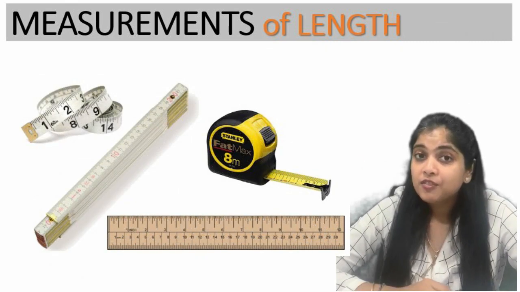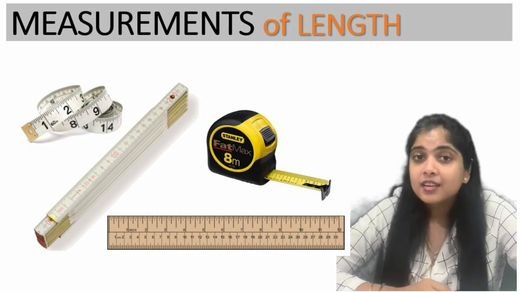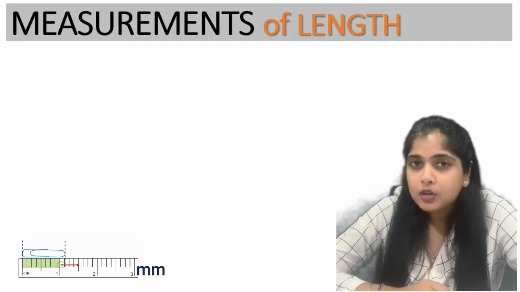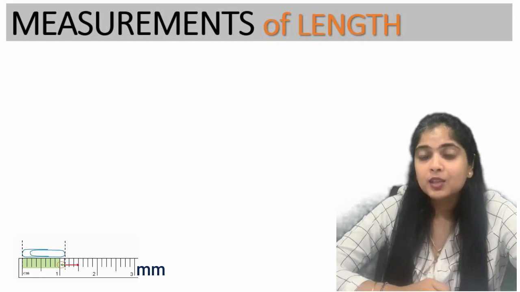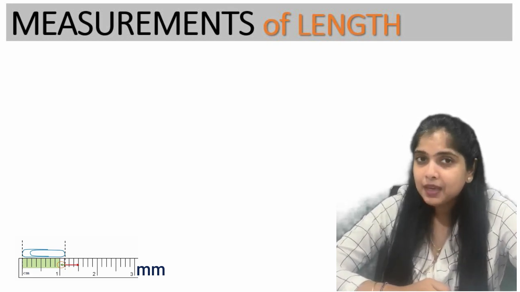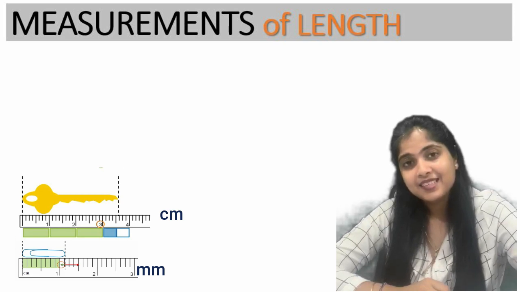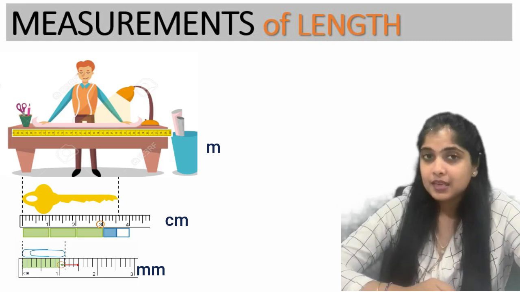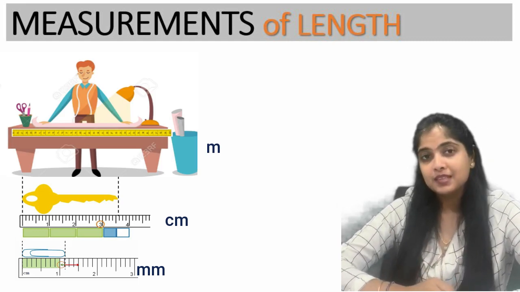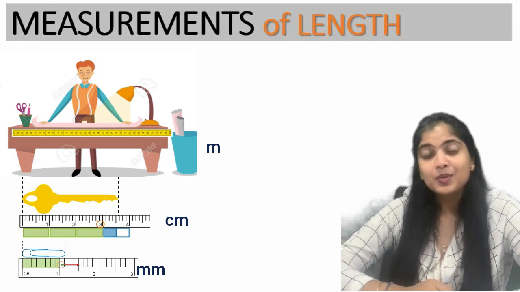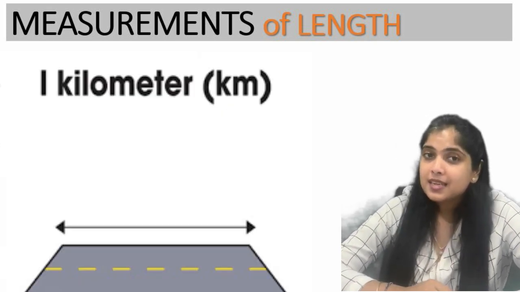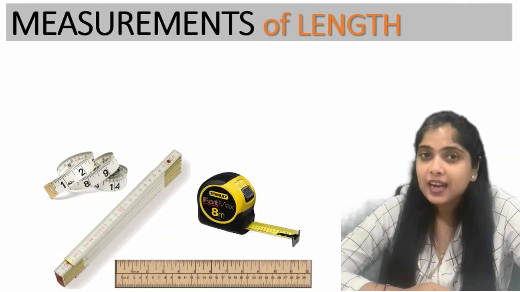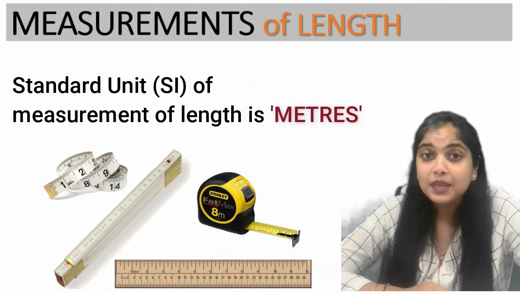Now, the measuring of lengths or distances is done in different units based on the size of the length. For example, for smaller objects, we use millimeter to measure the length. For slightly bigger than them, we use centimeters. Bigger than centimeter, we use meters. Sometimes for distances too, we use meters. And for larger distances, we use kilometers. So these are some basic measurement units for length or distances. Now the standard unit for measurement of length is meters.